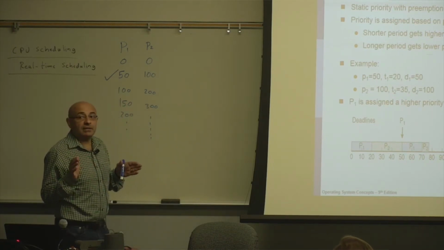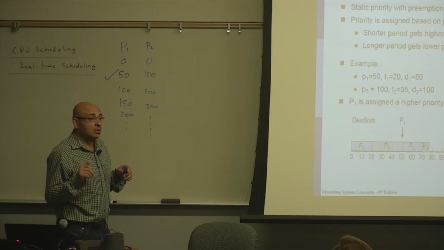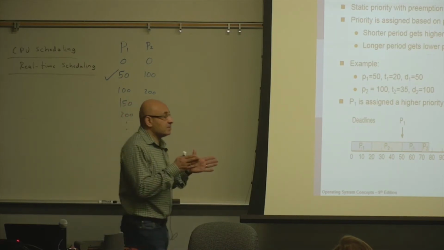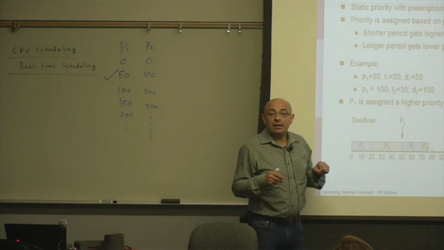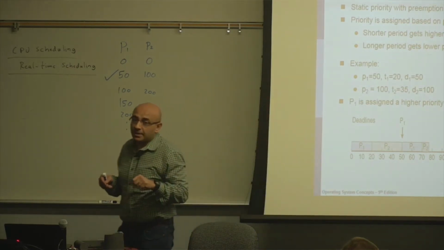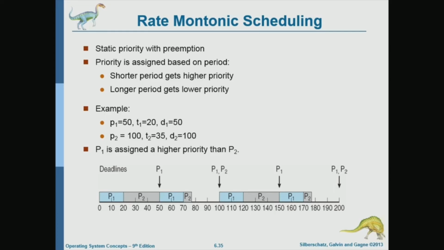And what else will make it tighter? Shorter periods. Yeah. If you shorten the periods or lengthen the CPU bursts, that's going to make it tighter and harder to schedule. Of course, sometimes it's so tight that it's impossible to schedule without missing deadlines. Right? So for example, if we keep the lengths of the CPU bursts at 20 and 35, and we make the period of P2 50, this will be impossible to schedule while meeting the deadlines.